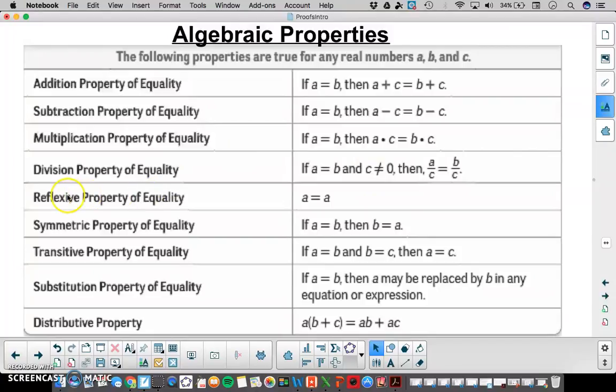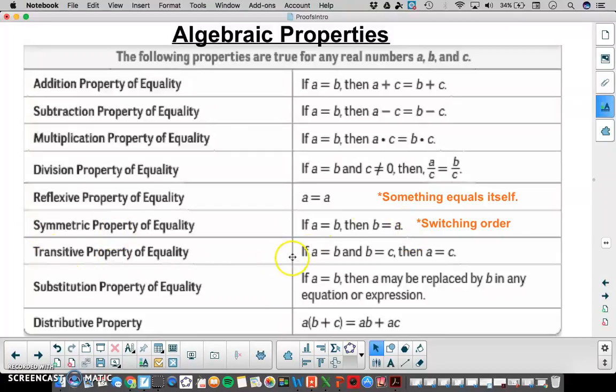We next have the reflexive property of equality that states something is equal to itself. So we have A equals A. The symmetric property is if A equals B, we can conclude B equals A, which is really just switching the order. So if A equals B, B equals A.